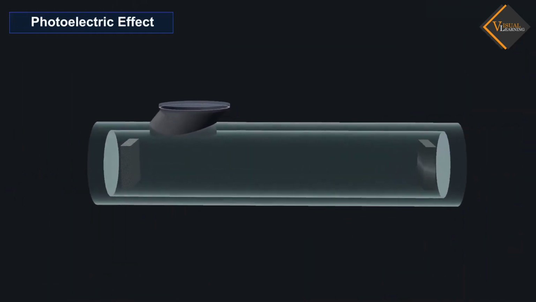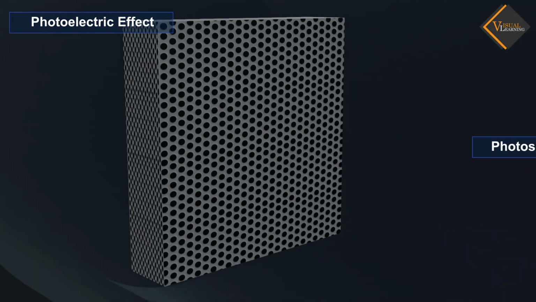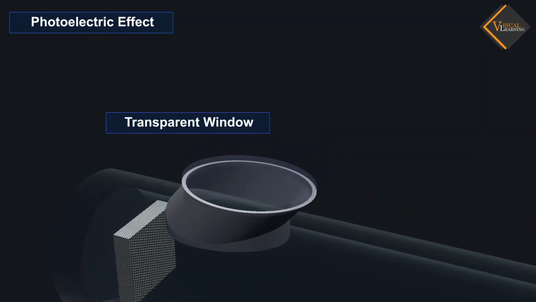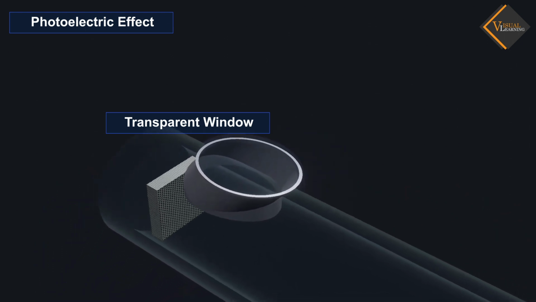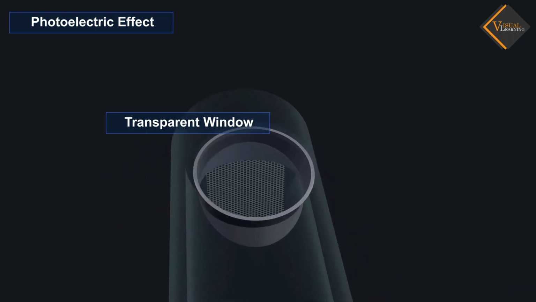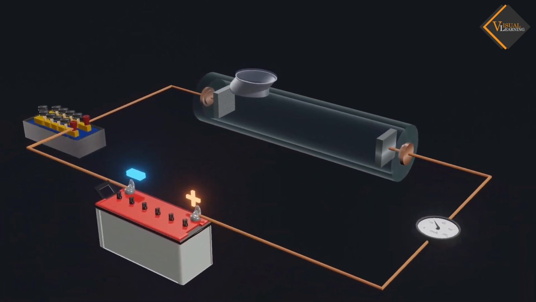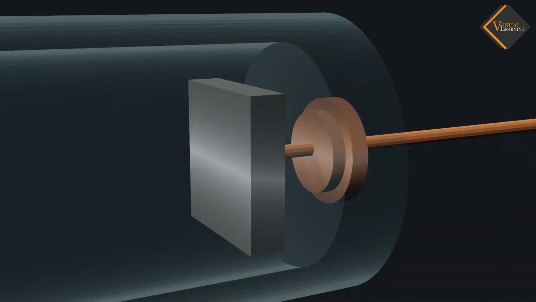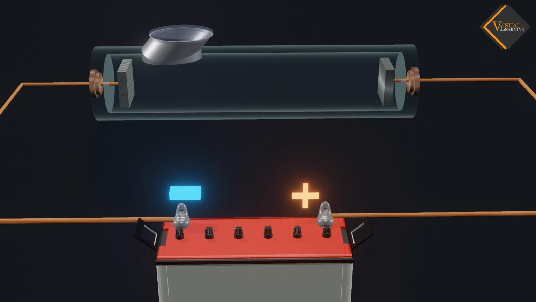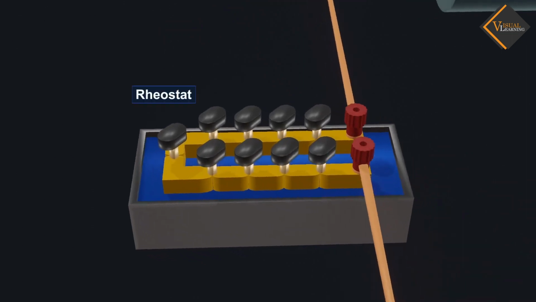In the animation, we see an evacuated glass tube with a photosensitive plate at one end and a metal plate at the other end. A transparent window is placed above the glass tube, which filters the light and allows only a particular wavelength of light to pass through. The metal plate and the photosensitive plate are connected to a voltage source. The metal plate is connected to the positive terminal, and the photosensitive plate is connected to the negative terminal. Desired voltage output can be taken from this voltage source.